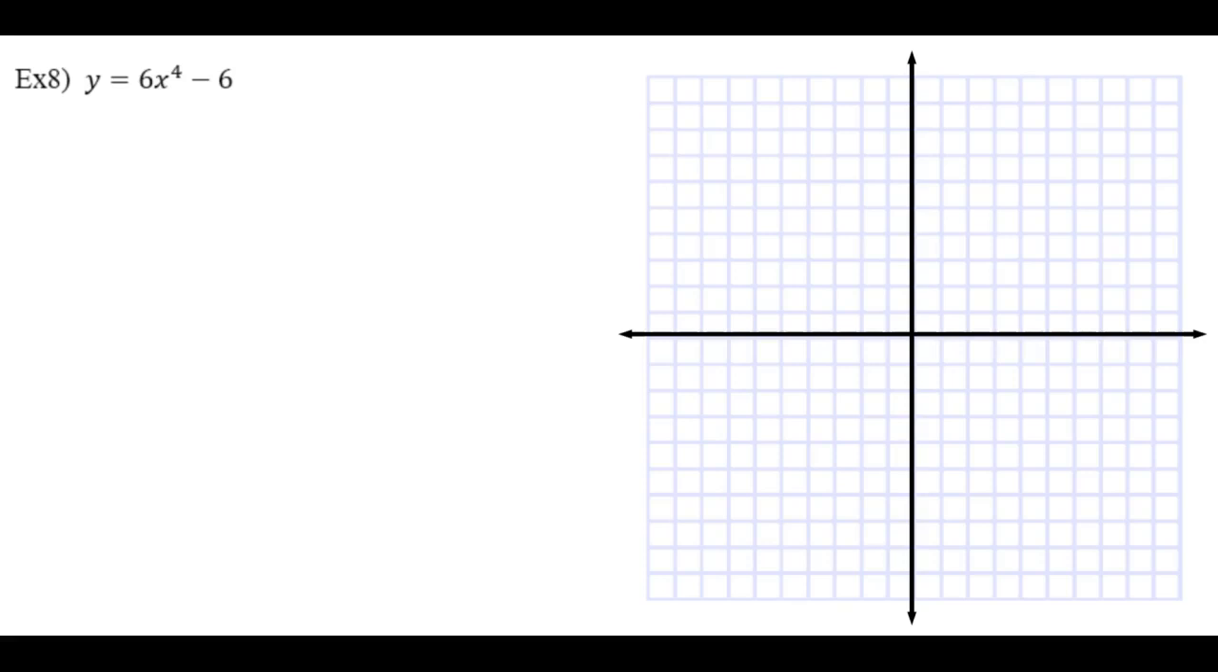So last one, we're going to do the whole thing. This is a positive even function. So what does that tell me about the arrows, my end behavior? Up, up. It's going to start up, and it's going to end up.